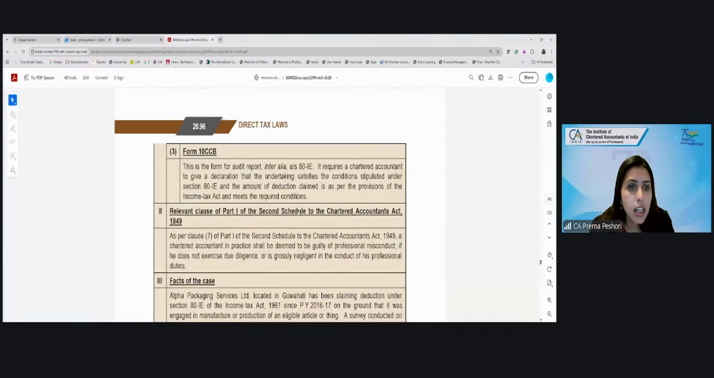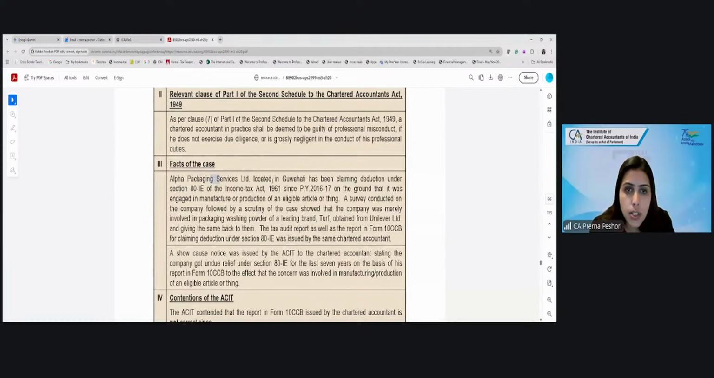Next is Alpha Packaging Services located in Guwahati, which has been claiming deduction under 80-IB since 2016-17 on the ground that it is engaged in manufacture or production of an eligible article or thing. A survey conducted on the company followed by a scrutiny showed that the company was merely involved in packaging the washing powder of a leading brand, Tide, obtained from Unilever Limited and giving the same back to them. The tax audit report as well as the report in Form 10CCB for claiming the deduction was issued by the same CA.